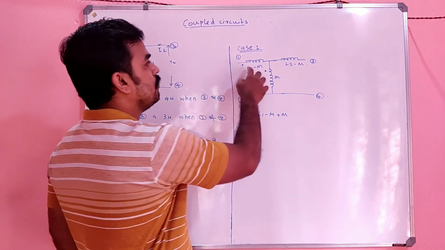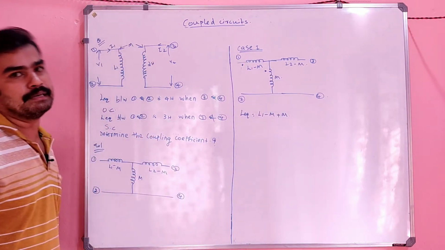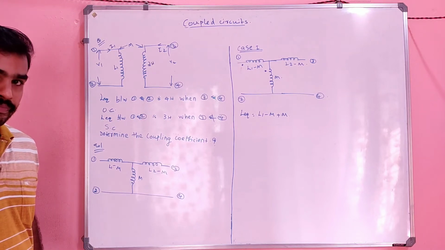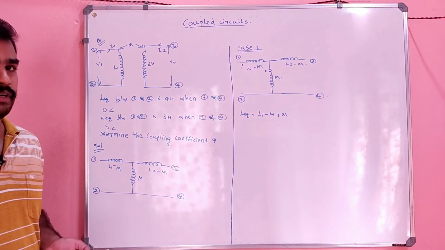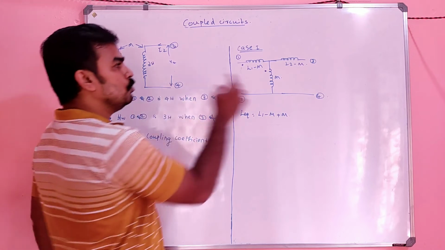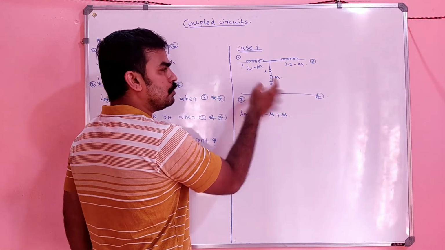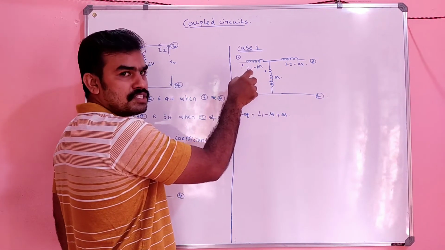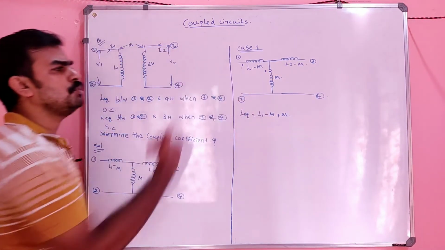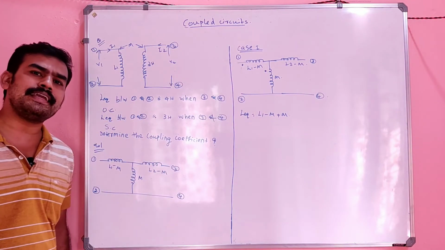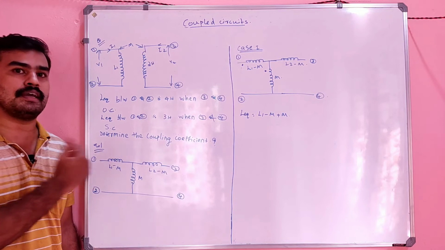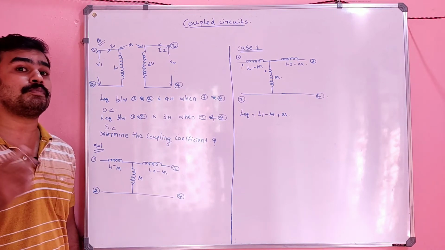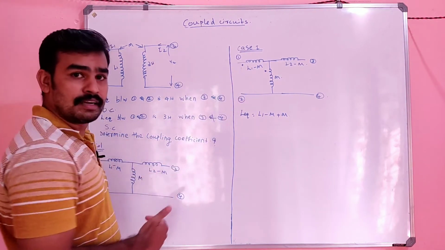That's why it is L1 minus M plus M. You may have a doubt in your mind that due to the flux in the M, there is an inclusion of flux in the first coil in this circuit also, and we can't use this equation, sir. We can only use L1 plus L2 plus 2M here. L1 plus L2 plus 2M you can use here directly, right?